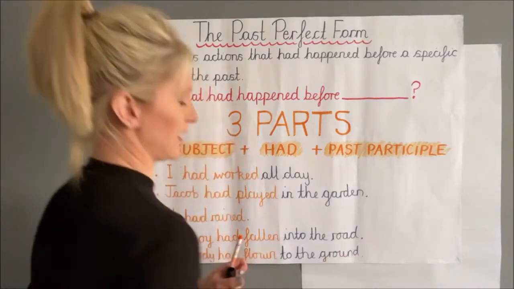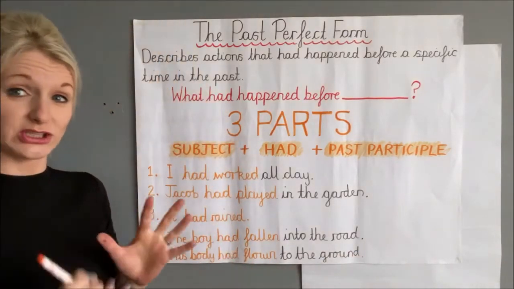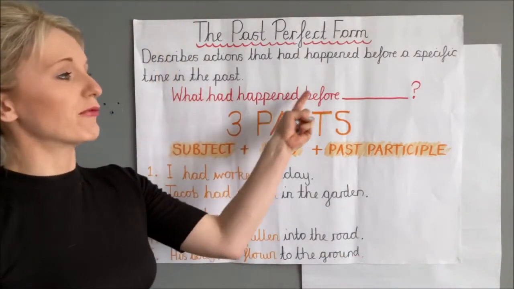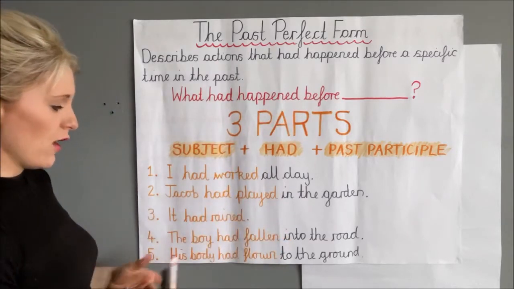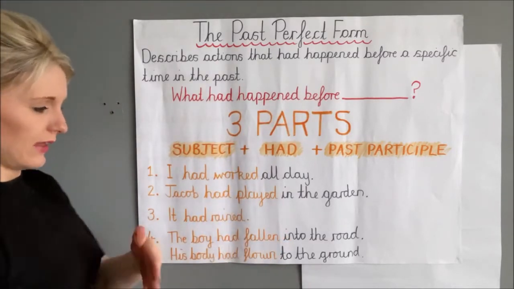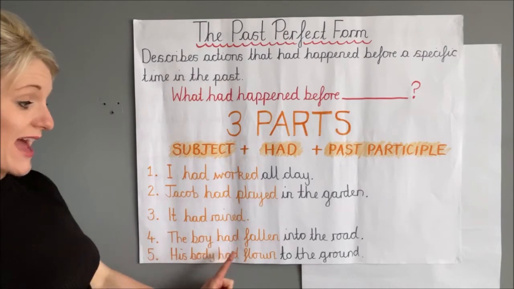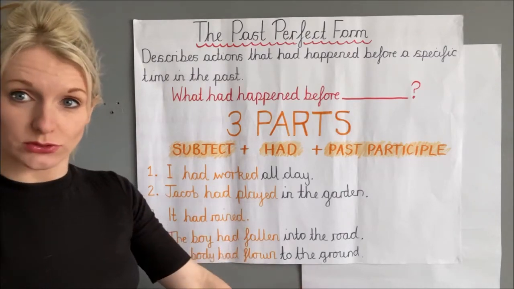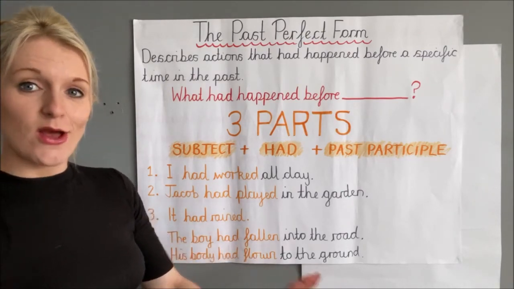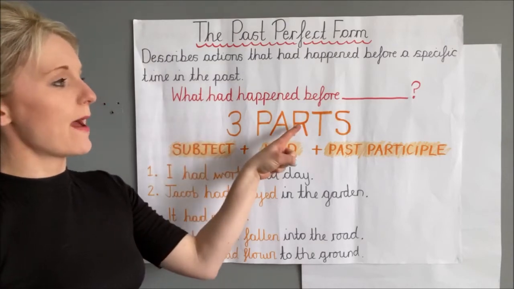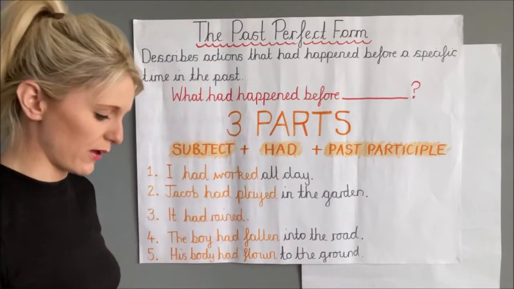And both of those sentences could be answers to that question that I asked. What had happened before the ambulance arrived? The boy had fallen into the road. His body had flown to the ground. Okay? So you must have those three parts when you're forming the past perfect form.